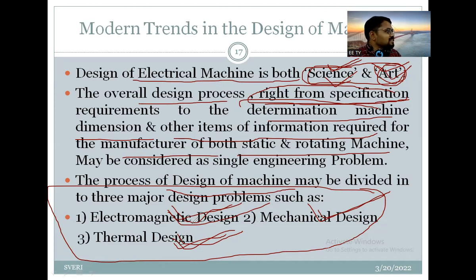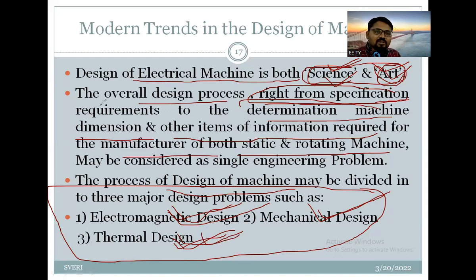Then mechanical design: what is that particular outer part, how robust should it be, and how much mechanical stress should it sustain? And as far as thermal design is concerned, how much heat is going to be developed, and in order to remove that heat, how much cooling is required? That comes under thermal design.